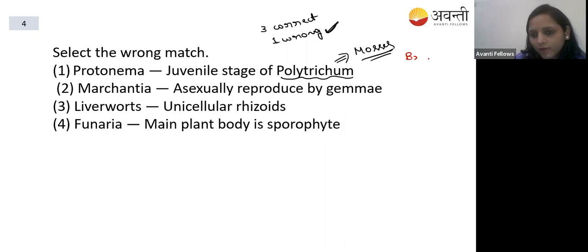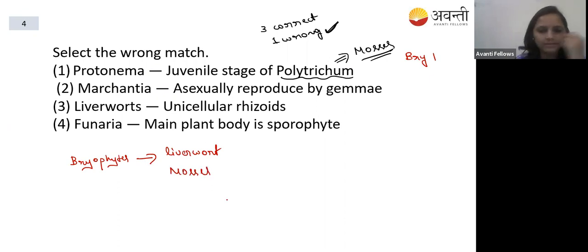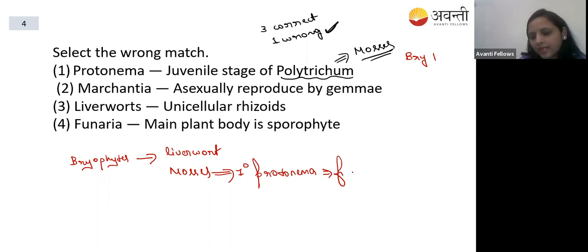Let us go to the bryophytes. I will write here. In the bryophytes, you have learned about liverworts and mosses. In the mosses, you will see the protonema stage. First we see the primary protonema, which forms a filamentous-like structure. In the starting, it forms some filamentous-like structure. That is the beginning stage.